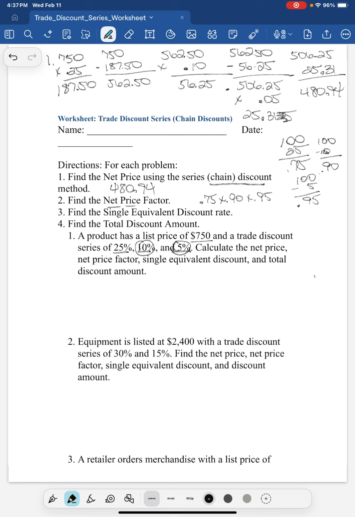If you do that, 0.9 times 0.95, you get a net price factor of 0.64125. This is your net price factor. Then, to find the net price, you take this amount and multiply it by your list price. So you're going to have 750 times 0.64125.